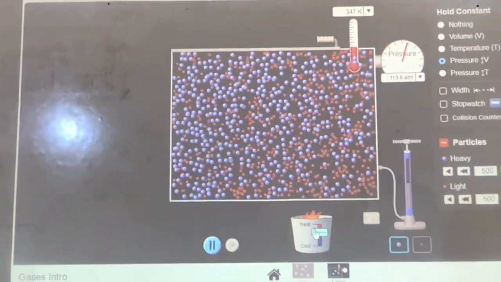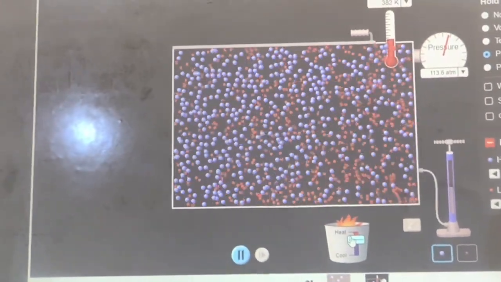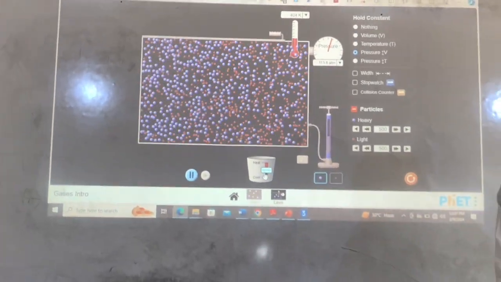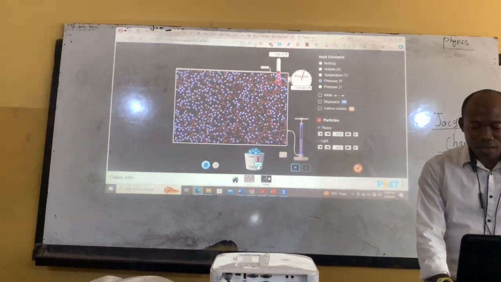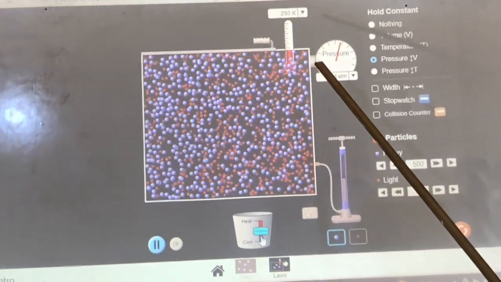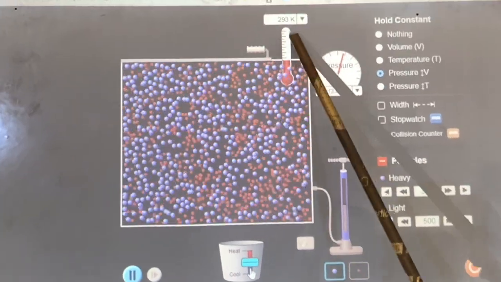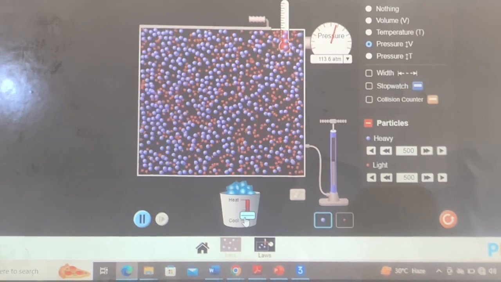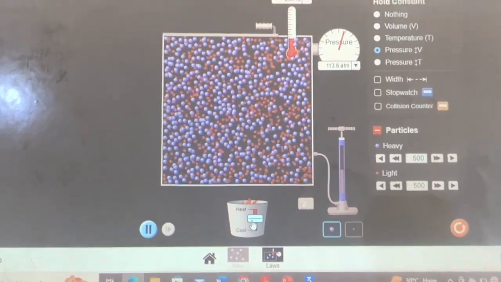Yes. Can you see the volume is increasing? Let me reduce it, meaning I'm putting ice inside, decreasing the temperature. Can you see it's coming down? Yes. So the value of temperature here is coming down. It's coming down. Let's increase it again.